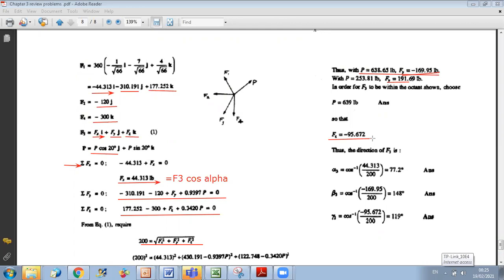And once we know the values of Fx, Fy, Fz, we can now calculate our angles by saying that alpha is cosine minus 1 of Fx over the magnitude, beta is cosine minus 1 of Fy over the magnitude, and gamma is cosine minus 1 of Fz over the magnitude. And as we said, alpha is smaller than 90, beta is higher than 90, and gamma is higher than 90.